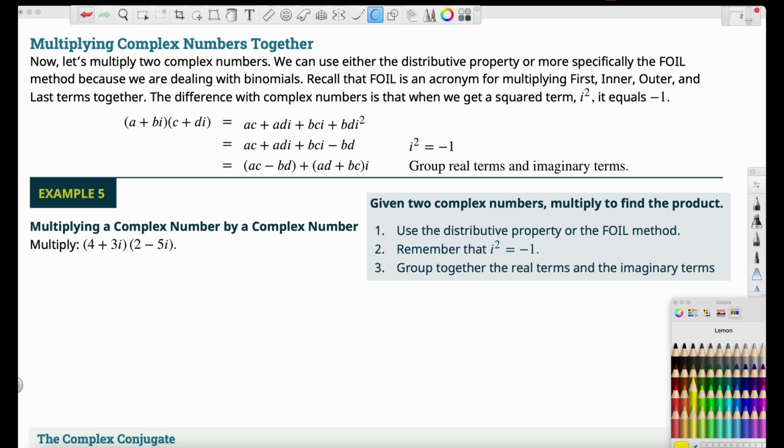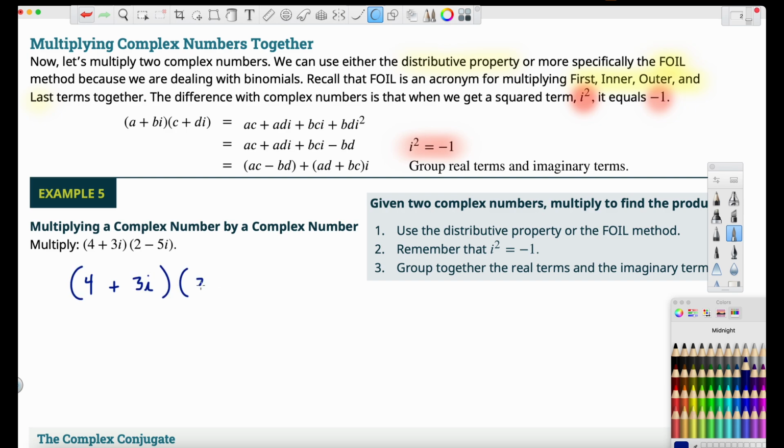Now what happens if we're multiplying binomials together? We are going to use FOIL again. First, inner, outer, last. And whenever we get an i squared term, we are going to then substitute our value of -1. If the square root of -1 is i, then i squared would be -1.